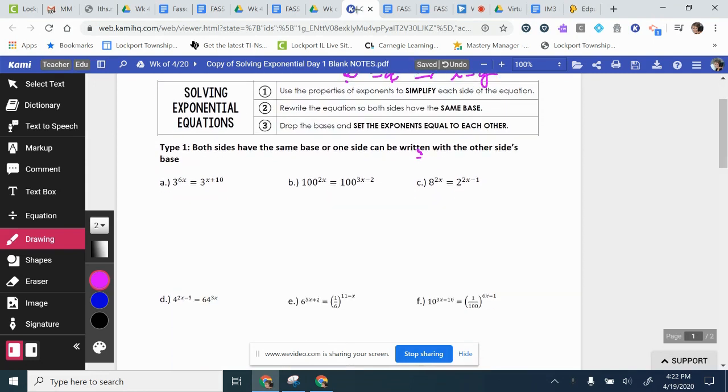So we look, we have a power equal to a power, same base. We set the bases equal to each other, and then we solve for x. And then we can check: 3 to the 12th is equal to 3 to the 12th. Same base, equal powers. We set the exponents equal to each other, and then we solve for the exponent.